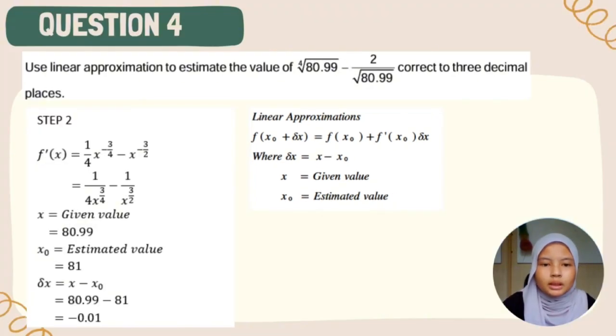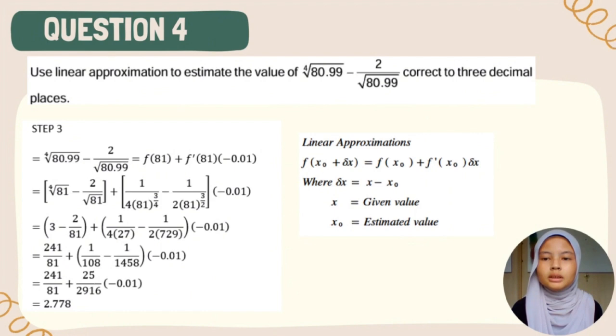Step 2, we will differentiate the function. So f prime(x) equal to 1 over 4 x power negative 3 over 4 minus x power negative 3 over 2. The answer will be 1 over 4x power 3 over 4 minus 1 over x power 3 over 2. x equal to the given value, which is 80.99. x0 is the estimated value, which is 81. So delta x is equal to x minus x0, so we will get negative 0.01.